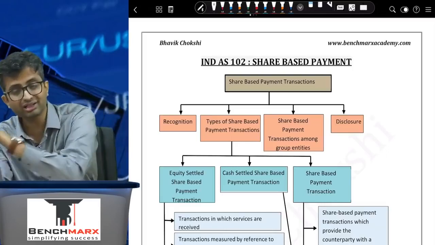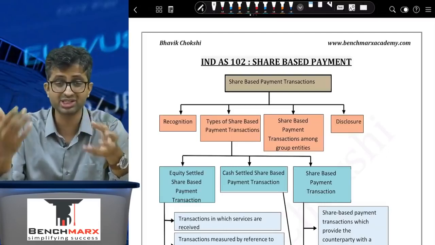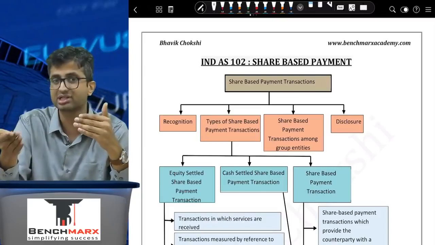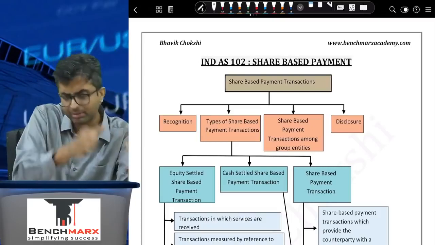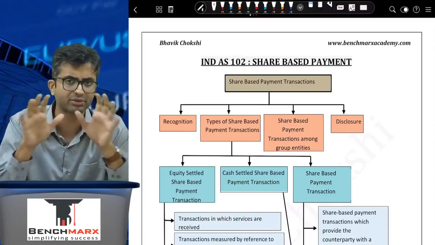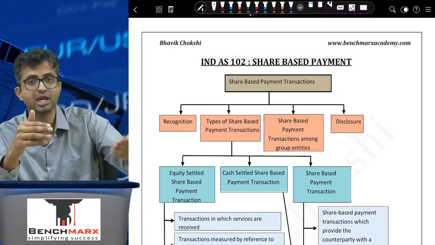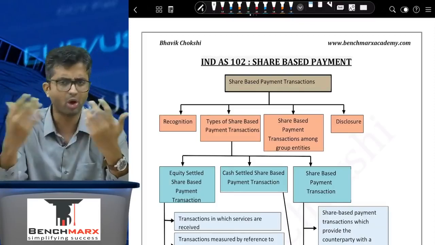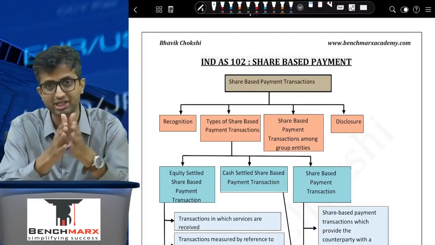If it is other than employees, that is like goods and services, then you will recognize it based on the fair value of the goods or services as the case may be, and if that is not determinable, that is when you will go to the fair value of the shares, recognizing it when the goods and services are actually received or these services are actually rendered as the case may be.